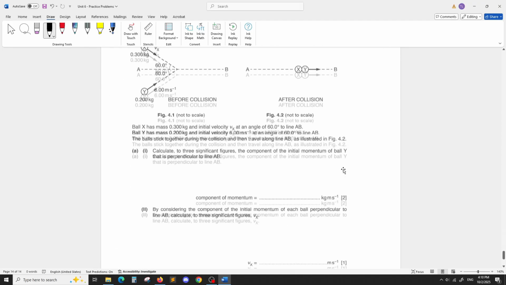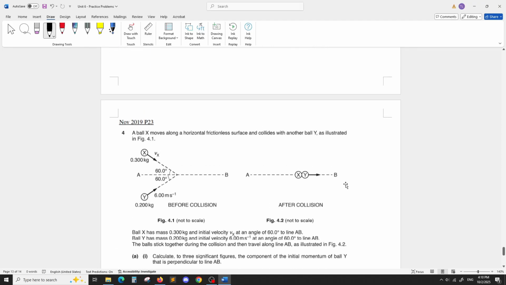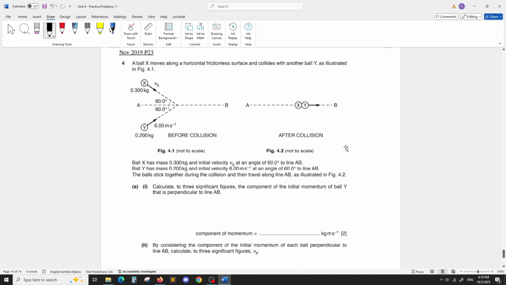Okay, last problem. A ball X moves towards a horizontal frictionless surface and collides with another ball Y as illustrated. So the balls stick together after a collision and then travel along AB. Calculate to 3 significant figures the component of the initial momentum of ball Y that is perpendicular to AB.